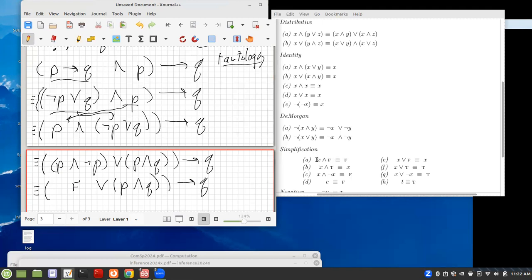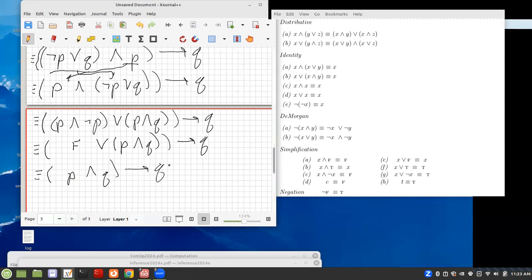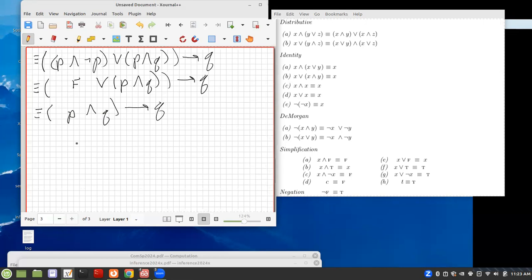It's the opposite order, but since we can reverse the order, this is also that F and X is false. This is an or though, so we're not in A, we're in E. X or F is X. So we can replace this with P, and Q implies Q.